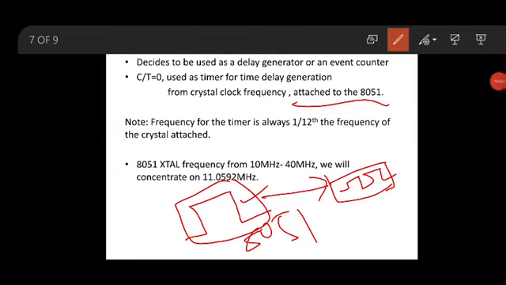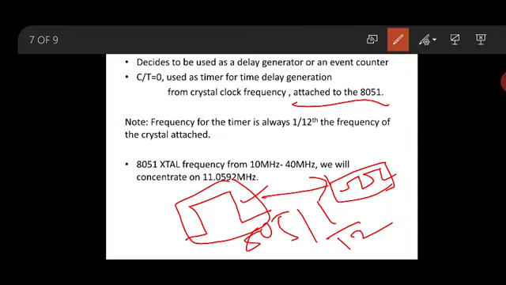Okay, as attached to the 8051. Now, a very important note: the frequency for the timer is always 1/12 of the frequency of the crystal attached. Means it will be 1/12 of this. We have to divide by 12 the frequency of the crystal that is attached.